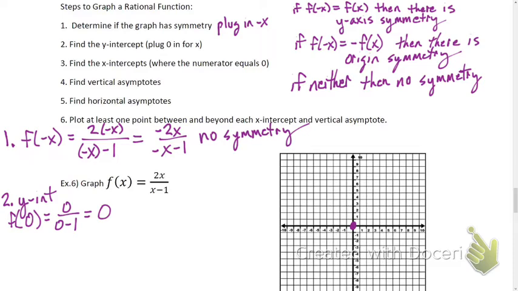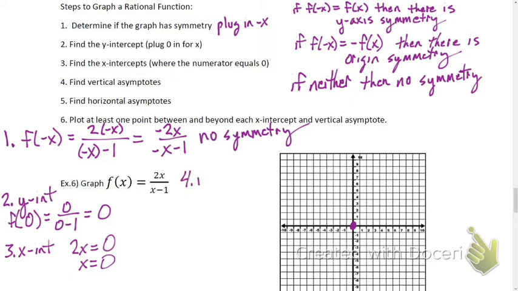For the x-intercept, I give you little hints up there next to the steps, because it's been a while since we did those 2. For x-intercept, I'm going to set the numerator equal to 0, and I just get 0 again. All right, moving to the new stuff.